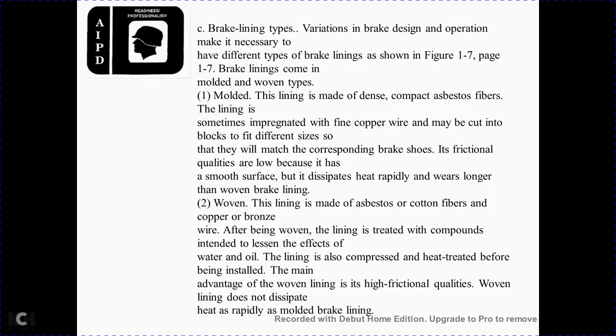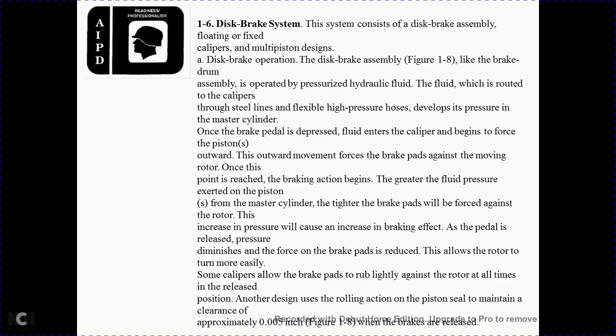The frictional qualities are low because the smooth surface dissipates heat rapidly and wears along with the woven brake lining. The woven lining is made of asbestos and fiber, with copper and bronze wire, and is treated with compounds to lessen the effect of water and oil. The lining is compressed with heat and treated before it's installed. The main advantage of the woven lining is high friction qualities. Woven lining does not dissipate heat as rapidly as molded brake lining.